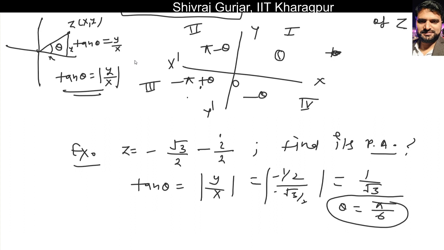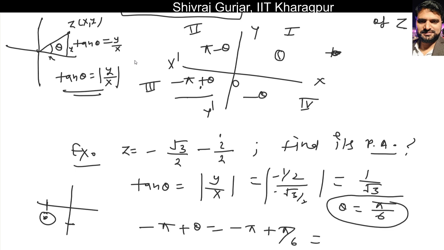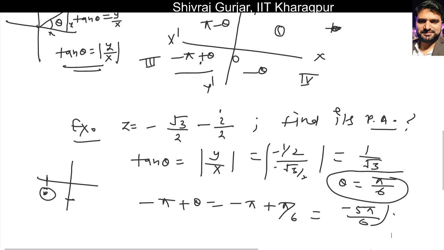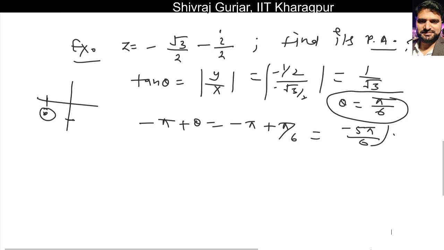Now we have to check where this complex number lies. So here x is negative, y is also negative, so it lies in third quadrant. But in third quadrant, what is the value of principal argument? See, this is minus pi plus theta. What is theta? Theta is pi by 6, so minus pi plus pi by 6, that is minus 5pi by 6. So this will be our answer. It's very simple. Let's take one more example.